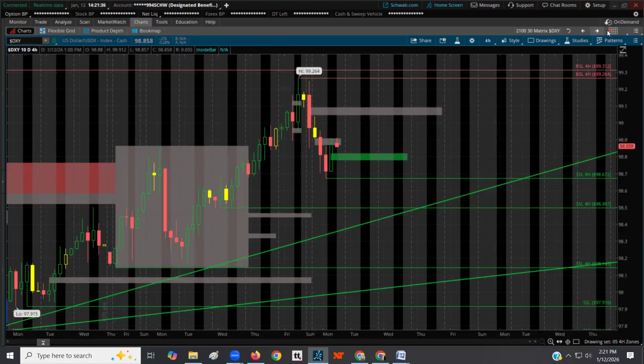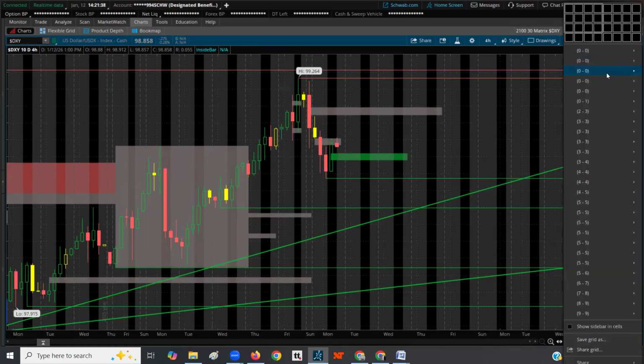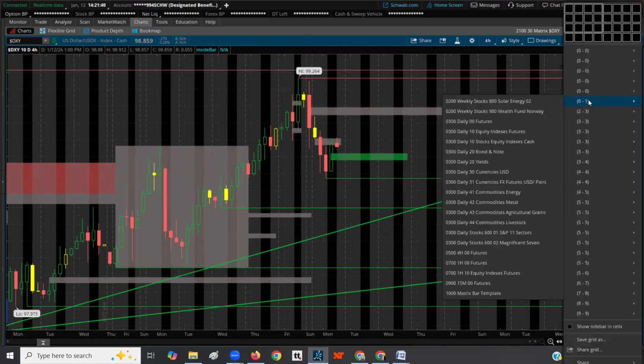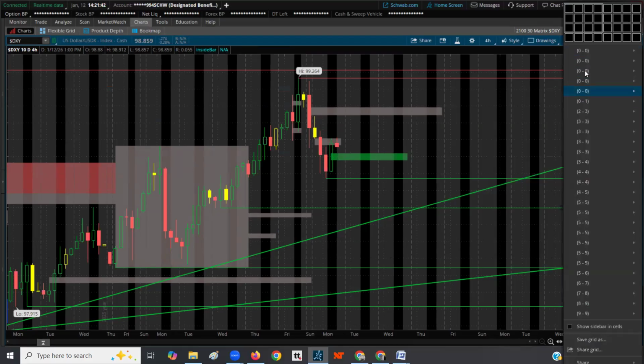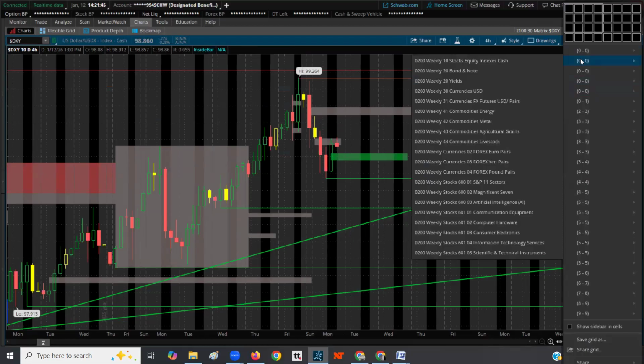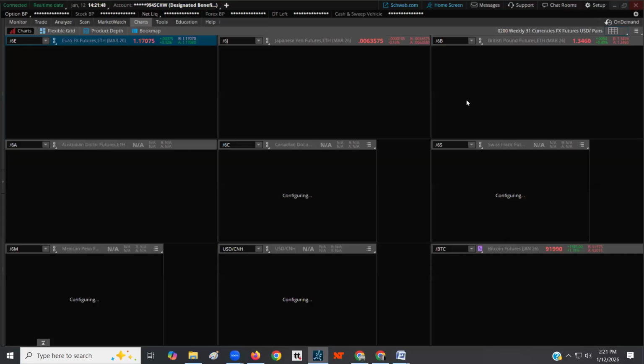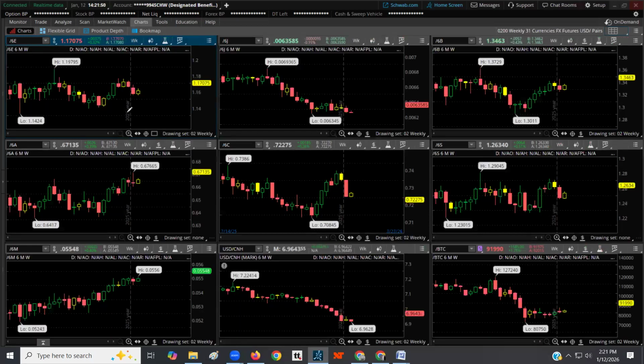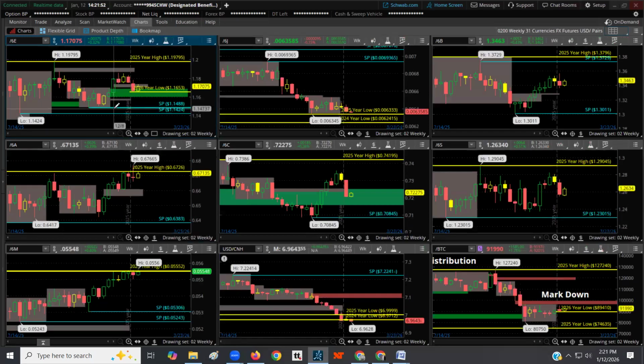Now I want to take this to the, apologize, just to the weekly. Leave it on the pairs. And then we get to geopolitical. This is 9 currencies. Well, sorry, 8 currencies and crypto, Bitcoin. The top left, again, this is weekly charts.